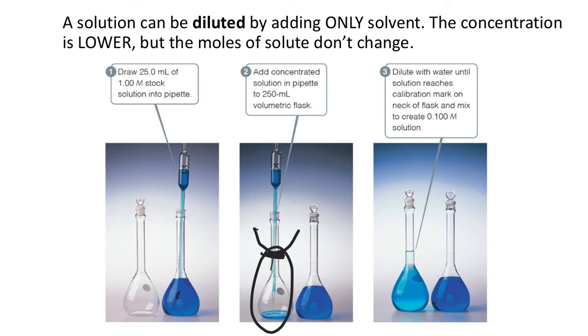Sometimes solutions don't mix exactly as you expect. But then we dilute with water until the solution reaches that calibration mark, the 250 milliliter mark, and then our concentration would be cut by a factor of 10. Now, how can we show that our concentration went from 1.00 mole per liter to 0.100 mole per liter? Well, we could show that really one of two ways. One way would be thinking of how many moles there were.